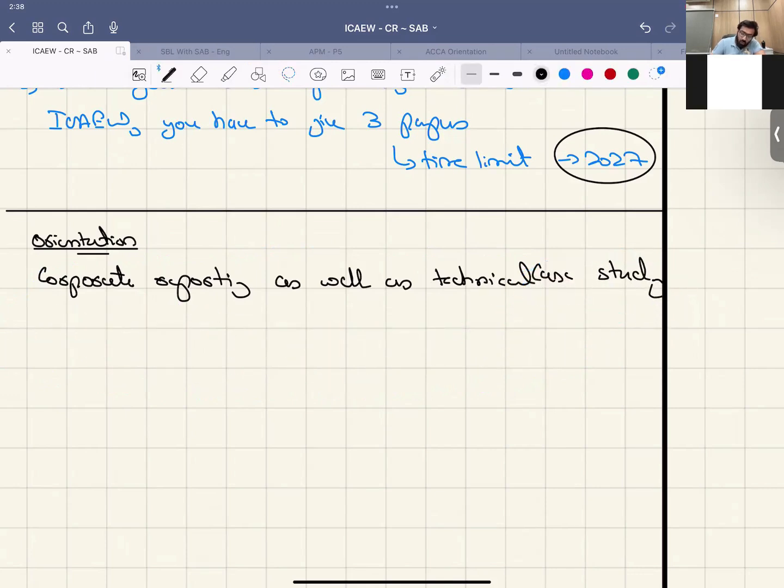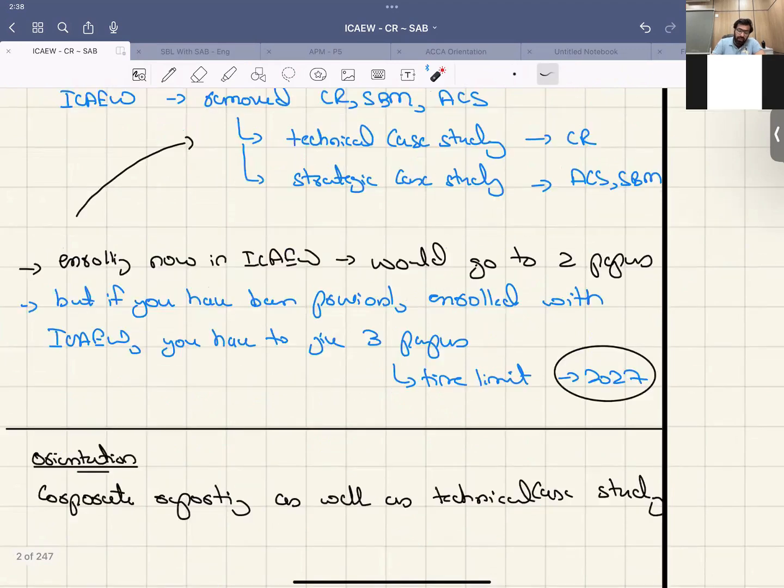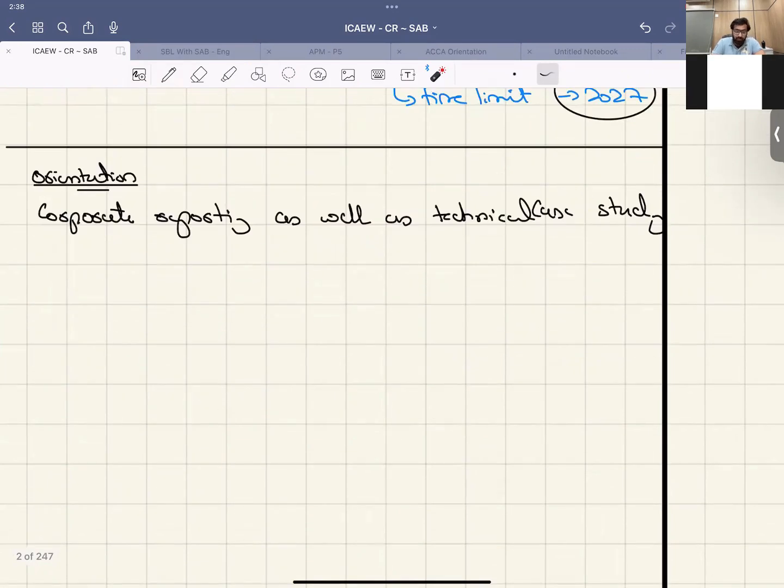Yeah, the syllabus would be available in November 2027. So before that, you have November 25, July 26, November 26, July 27 in the corporate reporting exam. So you have these, right? We'll be studying both of them, because this orientation belongs to both of the papers, because they are the same papers, right?